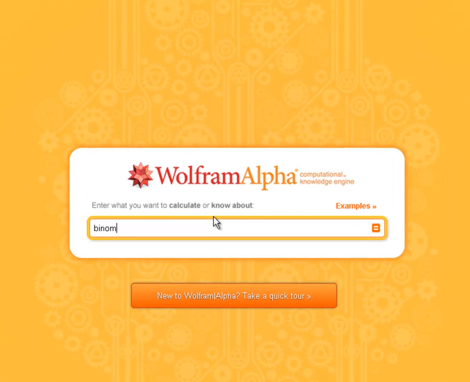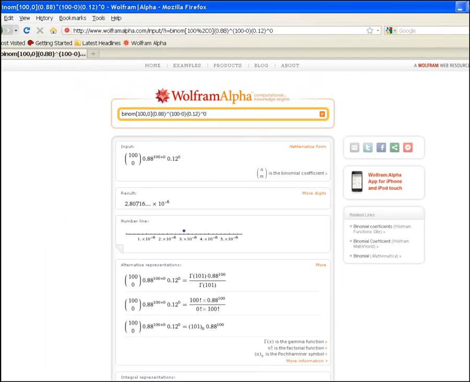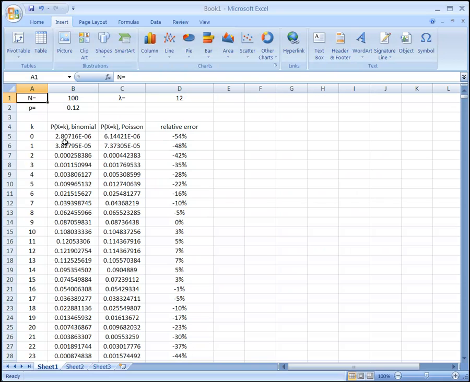Okay, so I'm doing binom 100. This is 100 choose k. 100 choose 0, since k is 0, and then we had a 1 minus p value of 0.88, and we're taking that to the power of 100 minus k, and then we have 0.12 to the power of 0. Okay, and if I press enter, that's where this 2.807 times 10 to the negative 6 is coming from. Let's make sure that was really what was there. Yes, 2.807 times 10 to the negative 6. That's what that e to the negative 6 means.